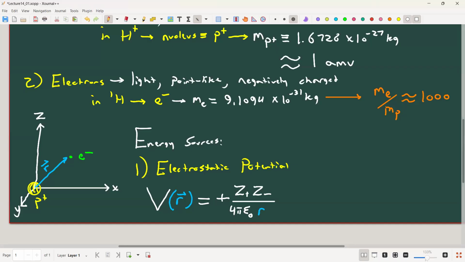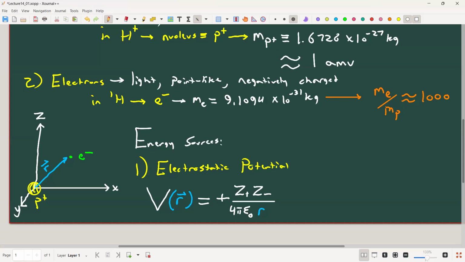If you put a negative sign here, you have a negative 1 over R. That's basically the same potential as gravity. Right? Gravity and electrostatics have the same 1 over R behavior. We can kind of think about gravity in the same way. But of course, it's electrostatic. It's about a positive and a negative charge.